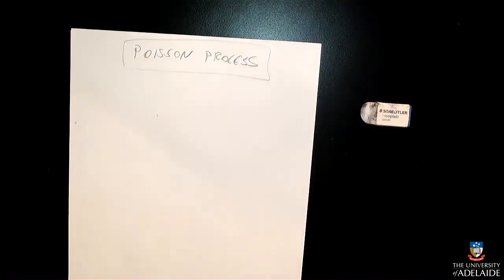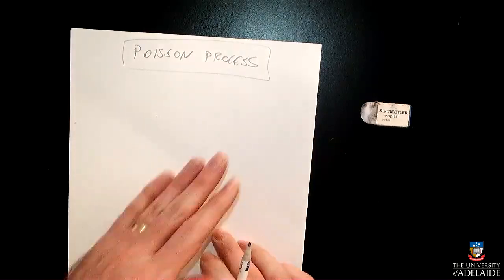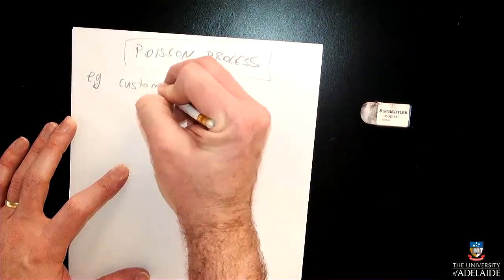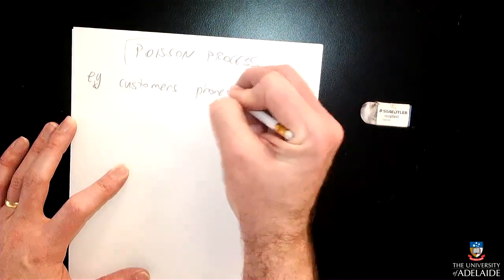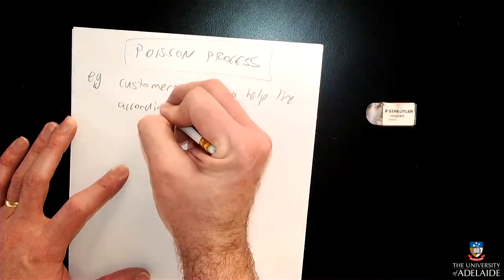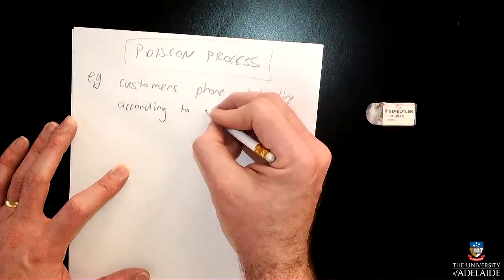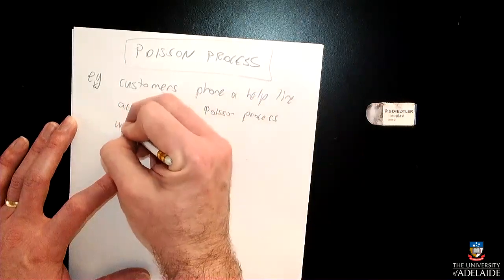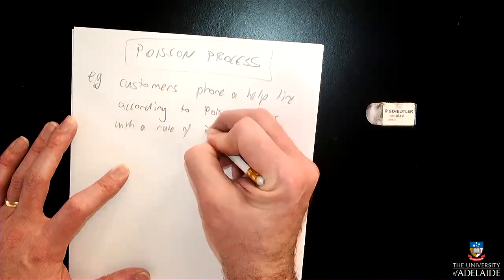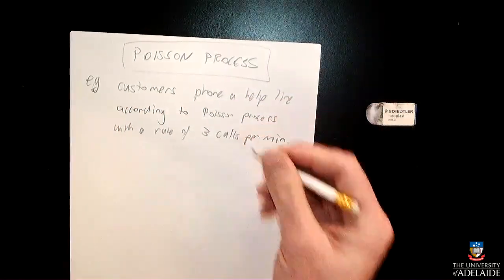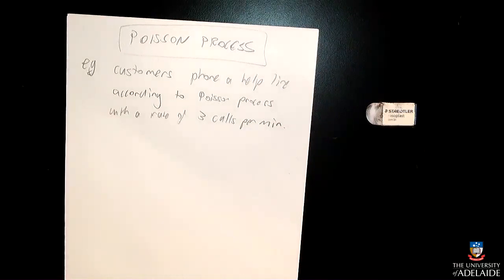So my understanding of a Poisson process, I'm just going to do this example. Customers phone a helpline according to a Poisson process, rate of 3 calls per minute. Okay, cool. Before I even look at the goal here, I just want to understand what's going on.